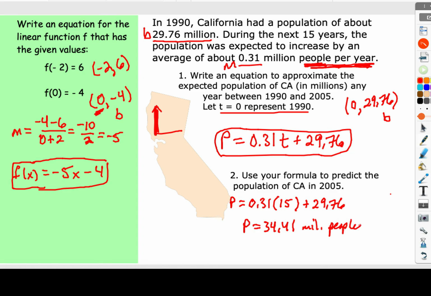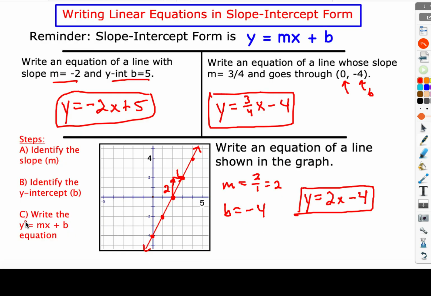I hope that helps you with writing slope-intercept form equations. Remember the major steps. If you can identify the slope and identify the intercept, you can very simply write a y equals mx plus b, y equals the slope times x plus b equation.